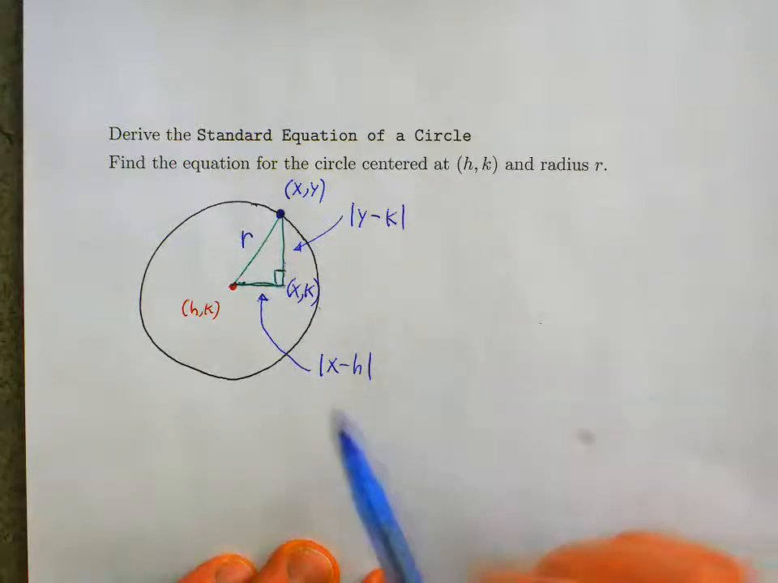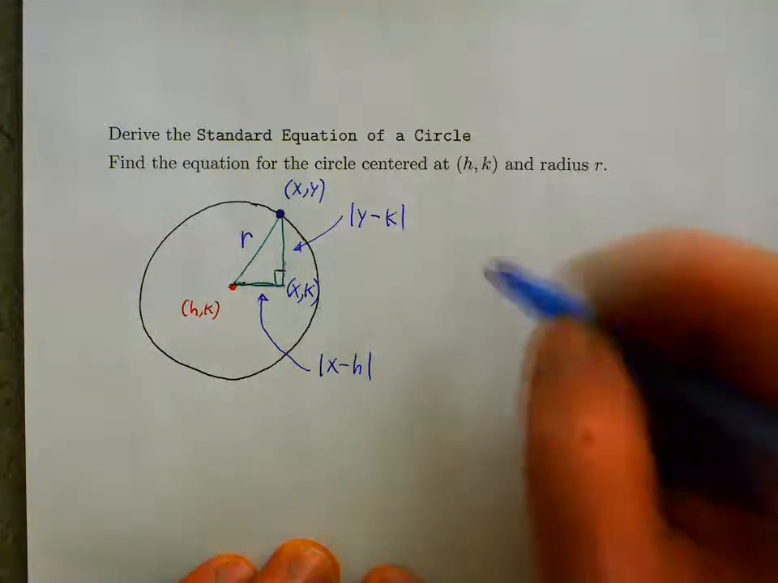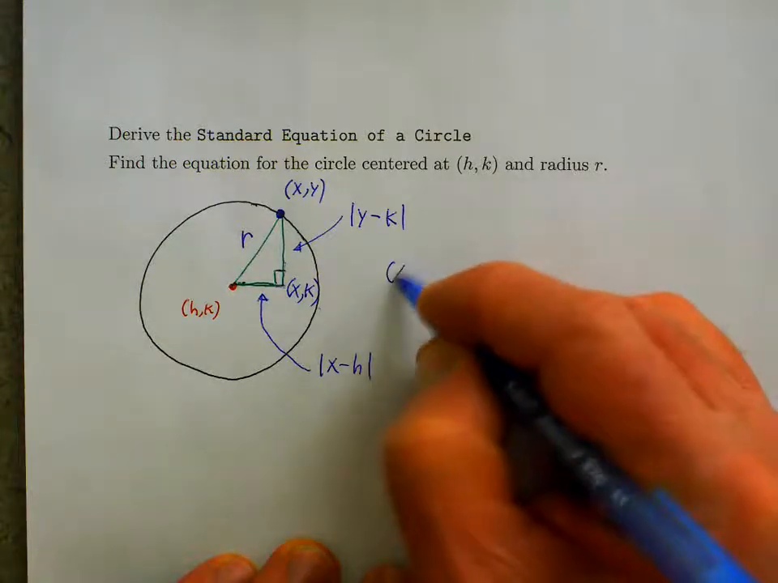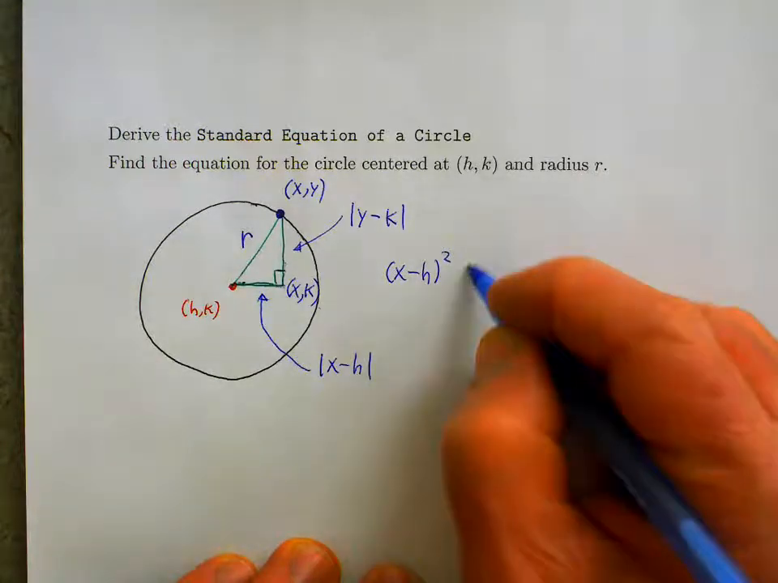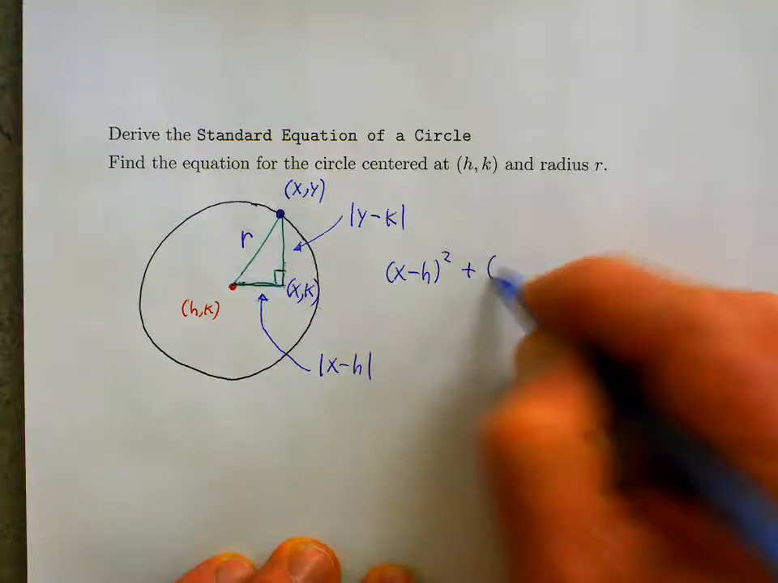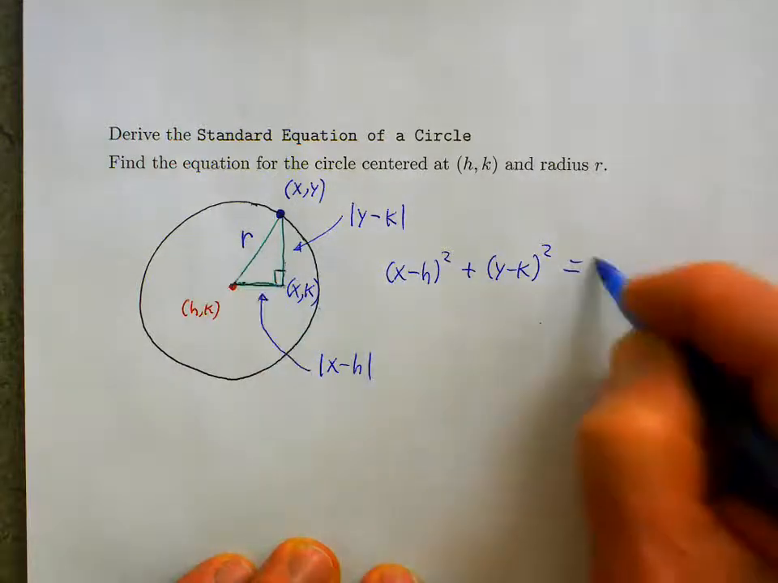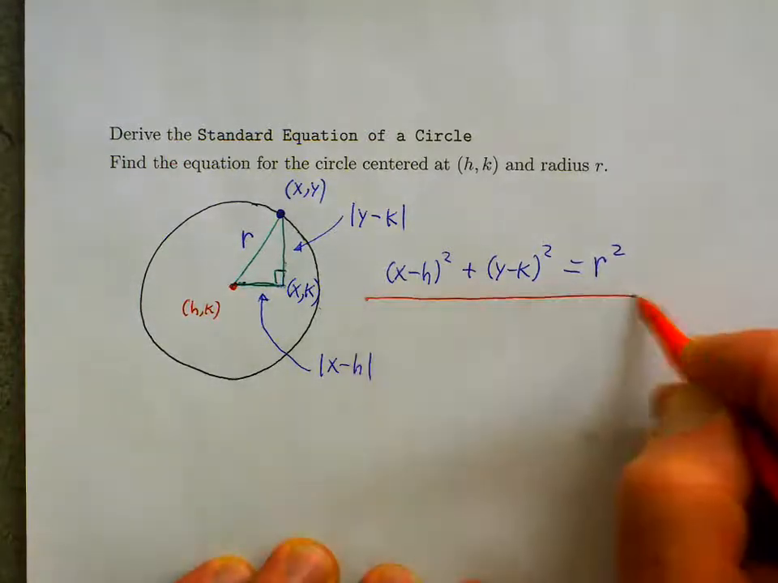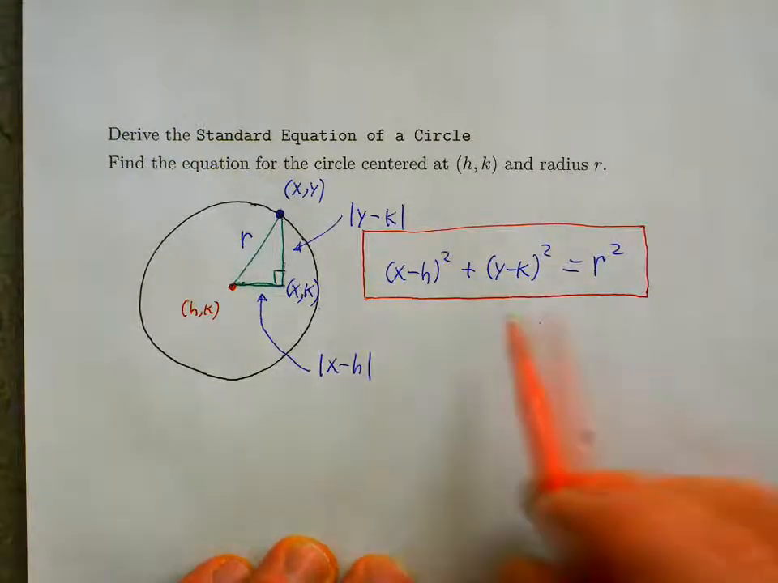Okay, then we apply the Pythagorean theorem to this right triangle. So the quantity x minus h squared, since we're squaring, we no longer need the absolute values. Then we add that to the quantity y minus k squared, and that's equal to the radius squared. Okay, so there you have it. This is the standard equation of a circle.